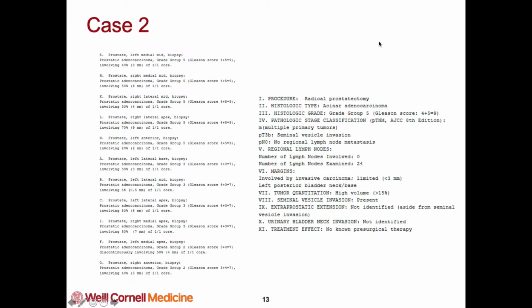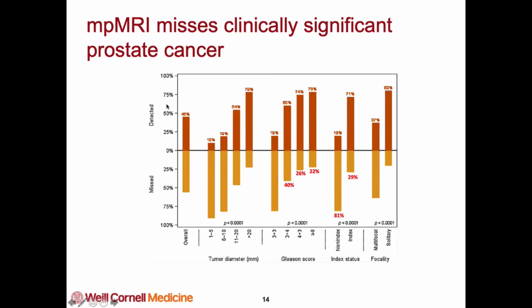It's a busy slide, but basically it's busy because he has high volume, high risk prostate cancer. This case highlights the fact that clinically significant prostate cancer can be missed. This is Rob Ryder's group again, which this year updated their RadPath data. They looked at almost 600 patients. Looking at Gleason score lesions, 40% of Gleason score 3+4 were missed, and up to 22% of Gleason score 8 or greater were missed. And when looking at index lesions, up to 30% were missed.